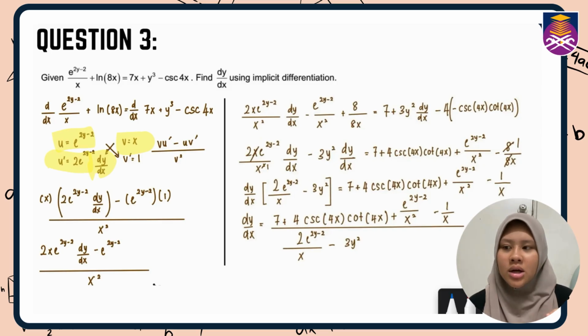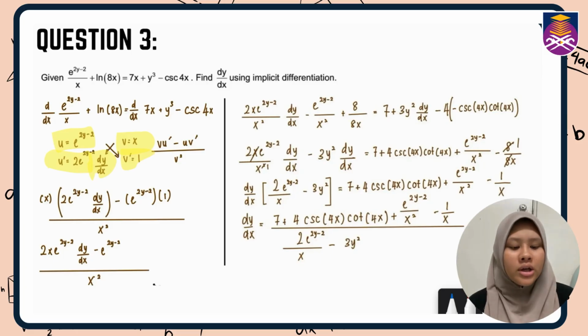Then applying it inside the quotient rule, which is v times u prime minus u times v prime over v squared. Then the derivative from this is 2x exponent to the power of 2y minus 2 dy over dx minus exponent to the power of 2y minus 2 over x squared.